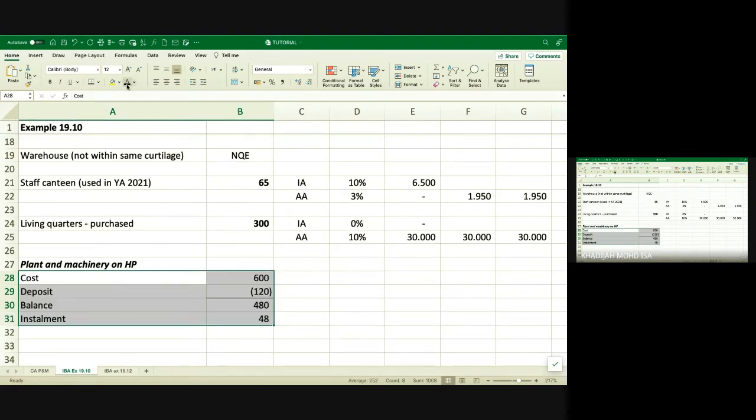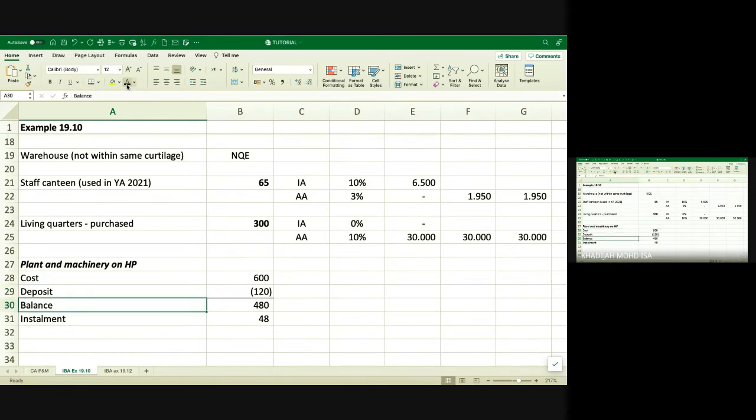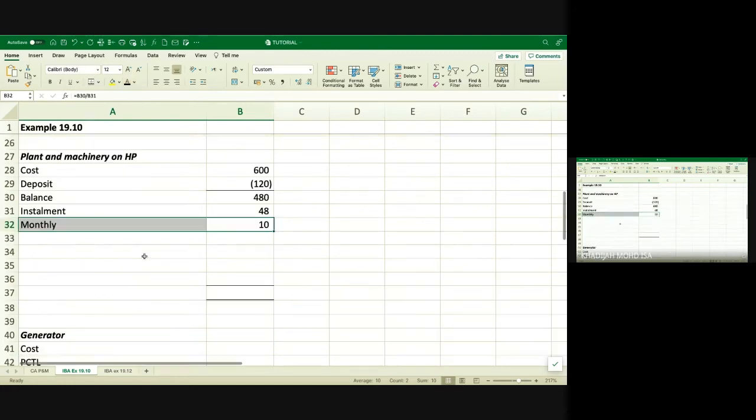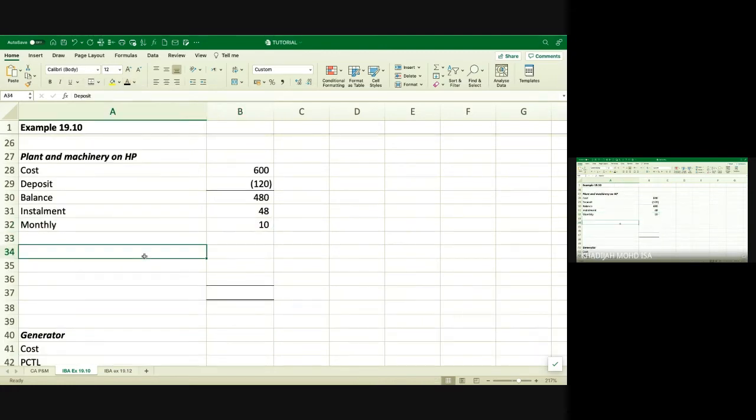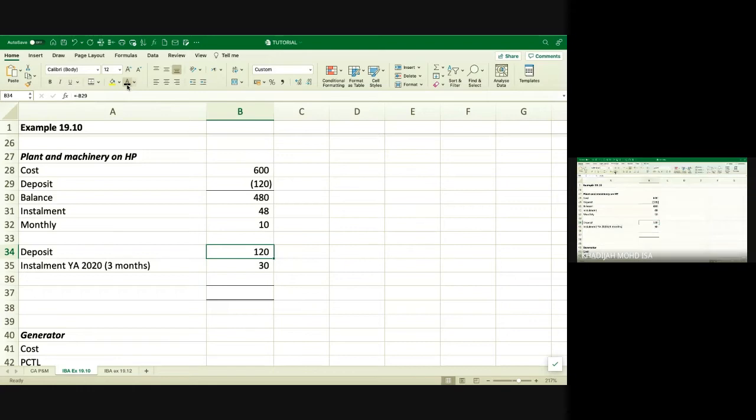Right? What is the cost minus deposit? So whatever balance over installment payment, then you will get your monthly installment payment. But for YA 2020, you only pay how much? You only pay for 3 months installment payment, right? 3 months installment payment plus your deposit. So deposit of 120 and installment for 3 months.